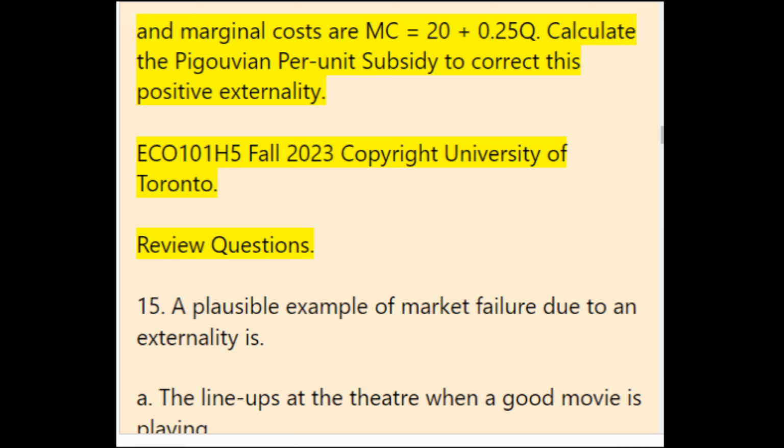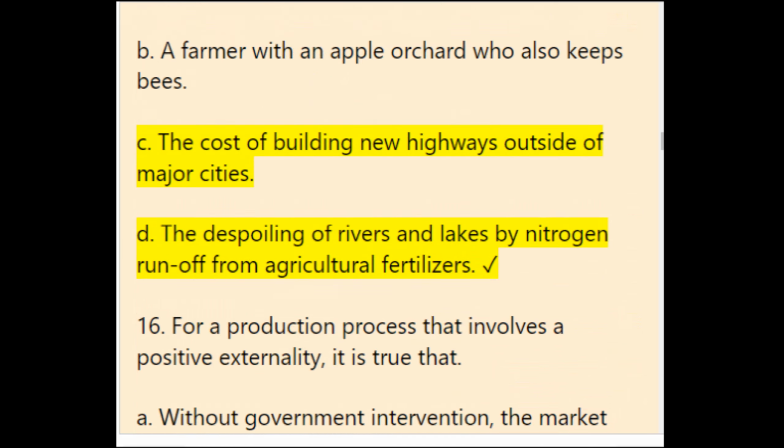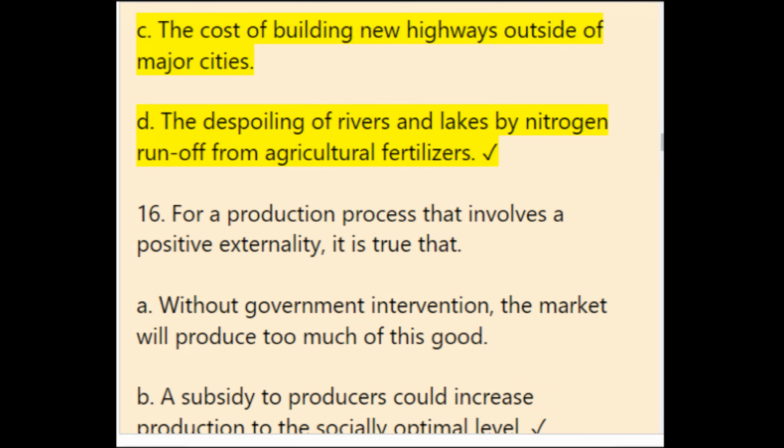Review questions. 15. A plausible example of market failure due to an externality is: A. The line-ups at the theater when a good movie is playing. B. A farmer with an apple orchard who also keeps bees. C. The cost of building new highways outside of major cities. D. The despoiling of rivers and lakes by nitrogen runoff from agricultural fertilizers.